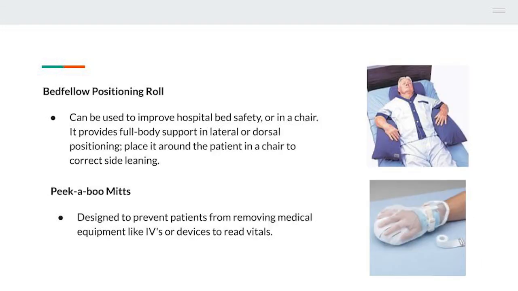The next picture, which I really love, is a bedfellow positioning roll. This can be used to improve hospital bed safety or in a chair, and it provides full body support in lateral or dorsal positioning and can be placed around the patient in a chair also to correct side leaning. This is called peekaboo mitts. They are designed to prevent residents or patients from removing medical equipment like IVs or devices to read vitals.